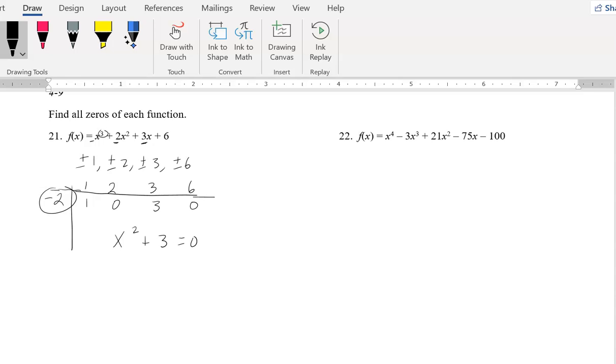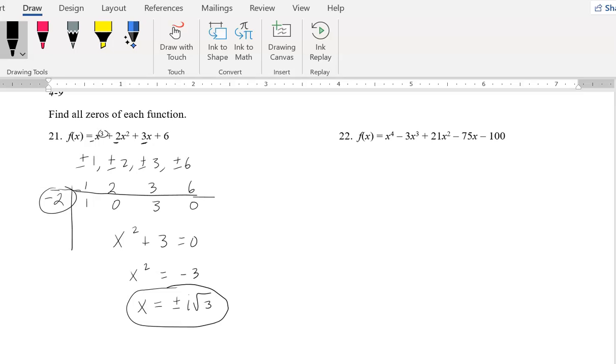And when I solve this, then we will have our other 2 solutions. So x squared is -3, so x is plus or minus i root 3. So that represents 2 solutions, and then -2 is my third.